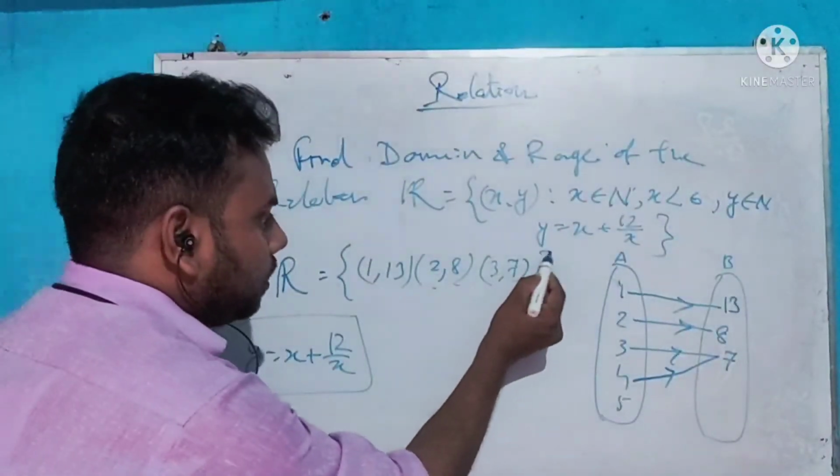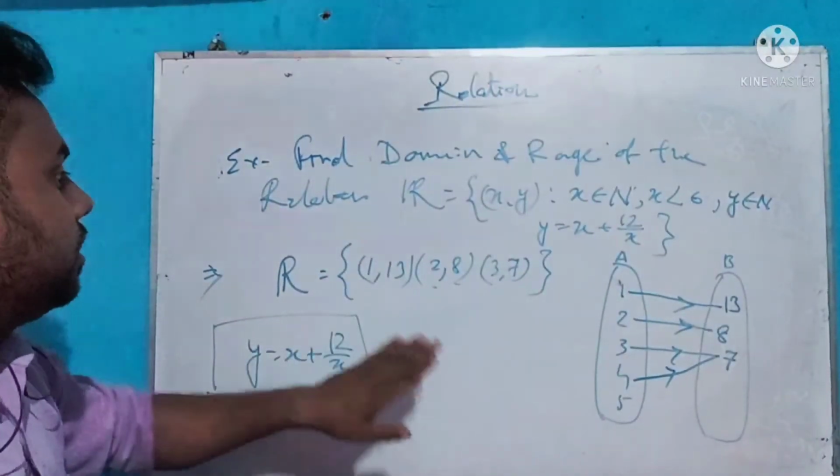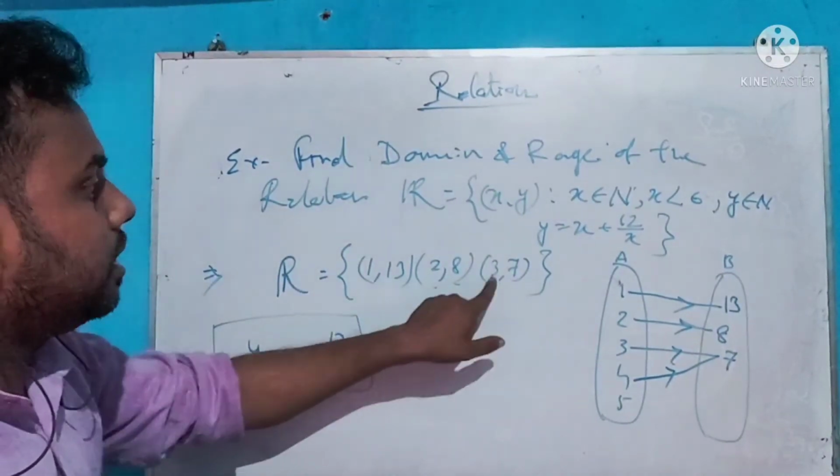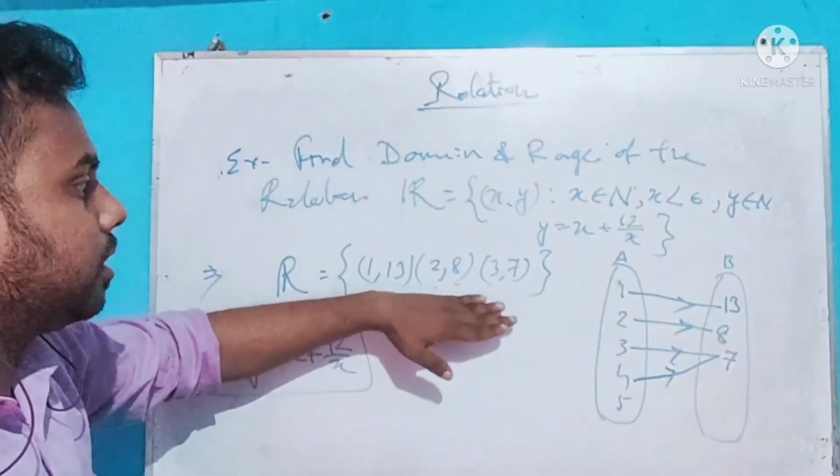So it's finished. Here we have to stop. So the elements of R are (1, 13), (2, 8), (3, 7) and (4, 7). So this is the roster form.